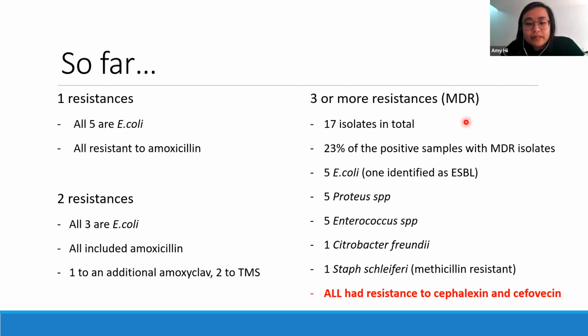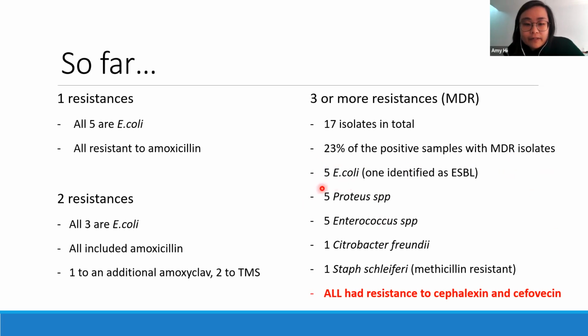Multi-drug resistance, or MDR, is when they have resistances to 3 or more antibiotic classes. There were 15 samples with MDR growths, but 17 isolates in total. So 2 of them were from the same sample. 4 of them were from the same 2 samples. We found that 23% of the positive samples had MDR isolates.